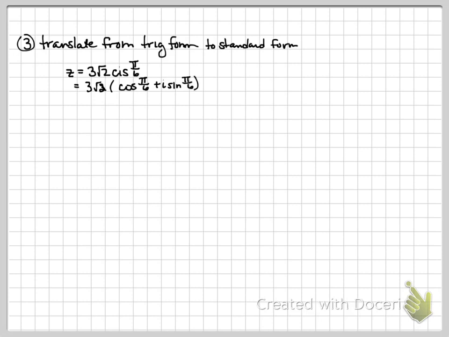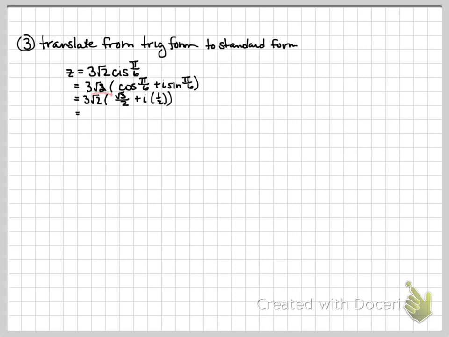Now if I find the cosine of pi over 6 and the sine of pi over 6, I'm just going to fill those in. Cosine of pi over 6 is root 3 over 2. Sine of pi over 6 is 1/2. Now, just distribute the r. So take 3 root 2 times root 3 over 2.